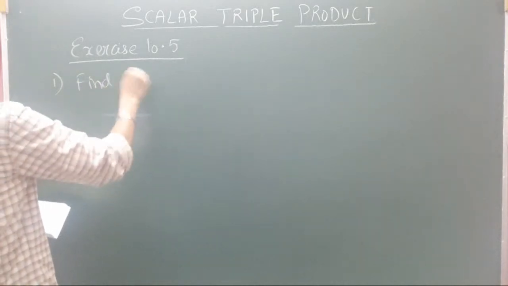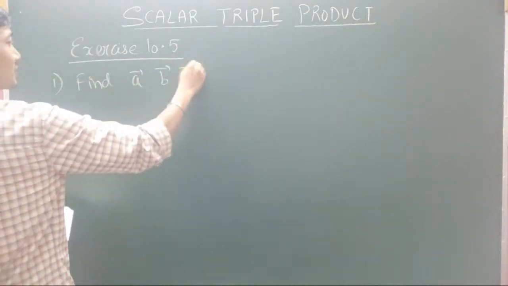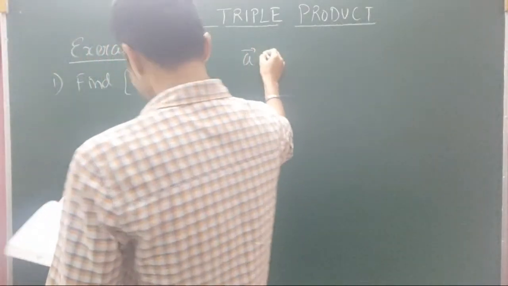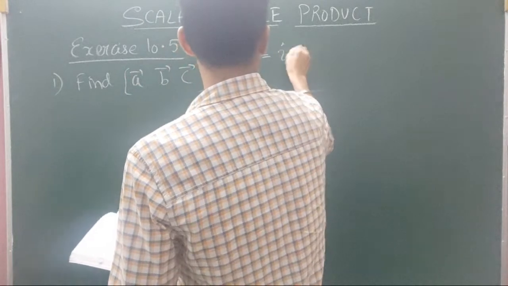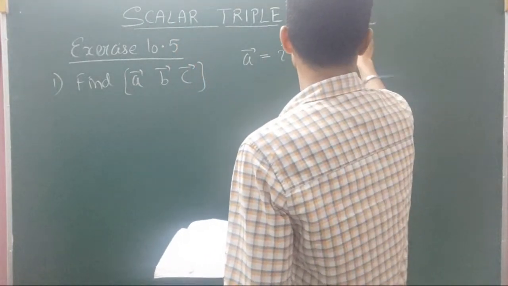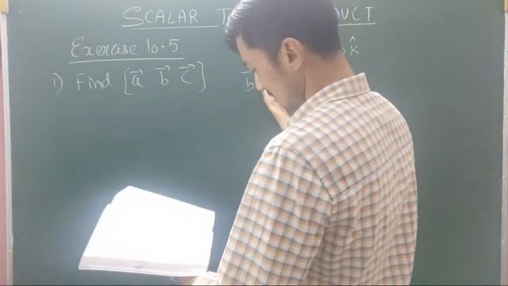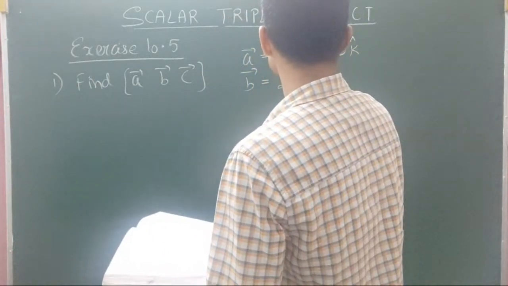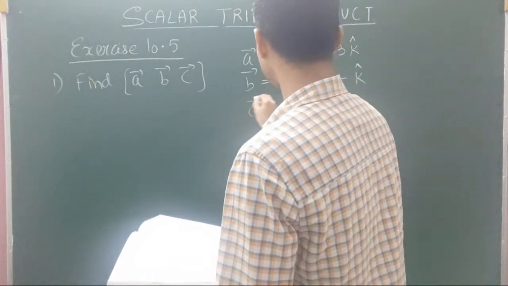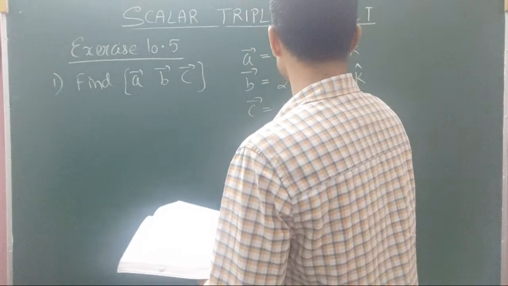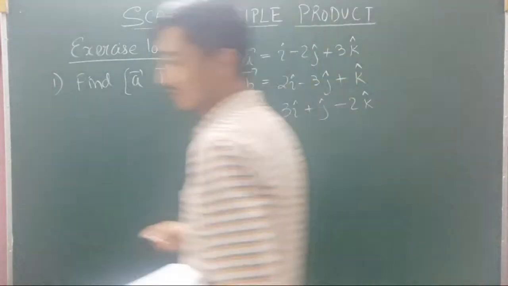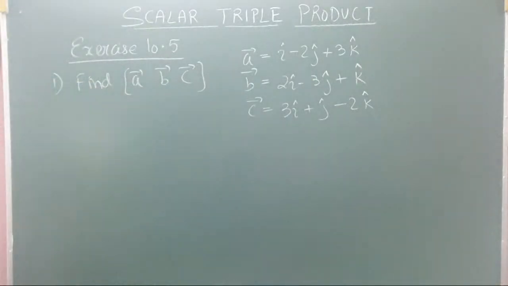Okay, so the question is, find the scalar triple product, where the vectors given to us are vector a, i minus 2j plus 3k, vector b, 2i minus 3j plus k, and vector c, 3i plus j minus 2k. So a simple exercise for us.